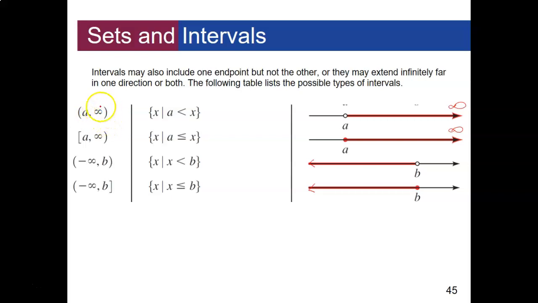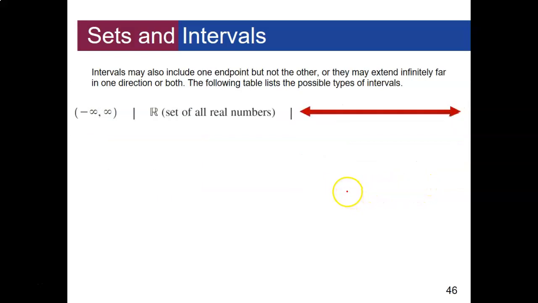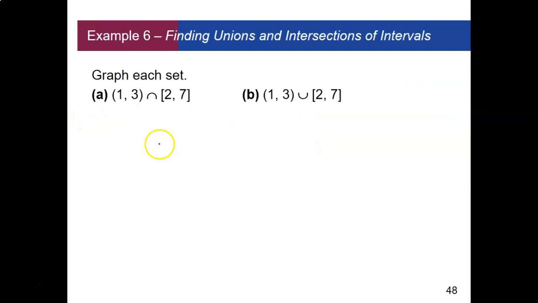Infinity always gets an open parenthesis. Infinity will never have a bracket, so it should always be a parenthesis. This one has a closed circle, so it's going to be a bracket. This one's an open circle, and this is going to negative infinity. It's always read from left to right, so we would put negative infinity first and then the B, and here also negative infinity and then the B. And if you color in the entire number line, then that's going to be your set of all real numbers, which we represent as negative infinity to positive infinity.